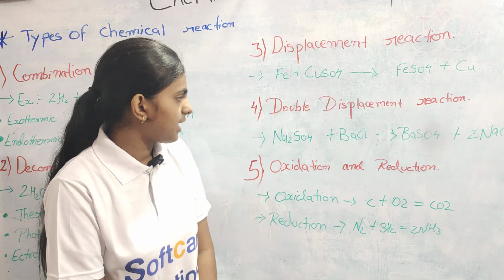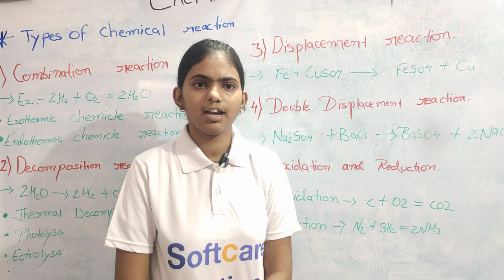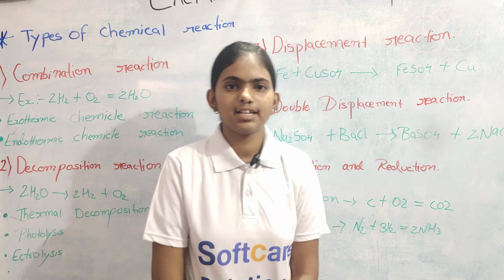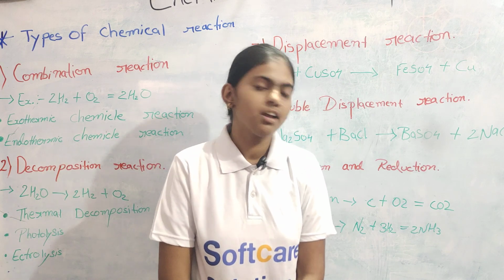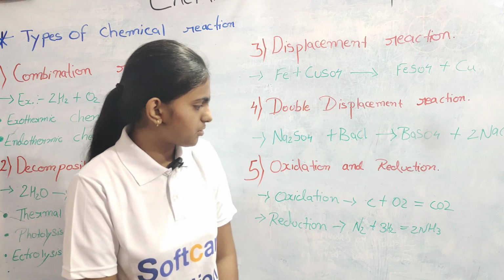Fifth is oxidation and reduction. Oxidation is a reaction in which oxygen is gained and hydrogen is lost. For example, carbon dioxide. Reduction is a reaction in which oxygen is lost and hydrogen is gained. For example, N2 + 3H2 = 2NH3.